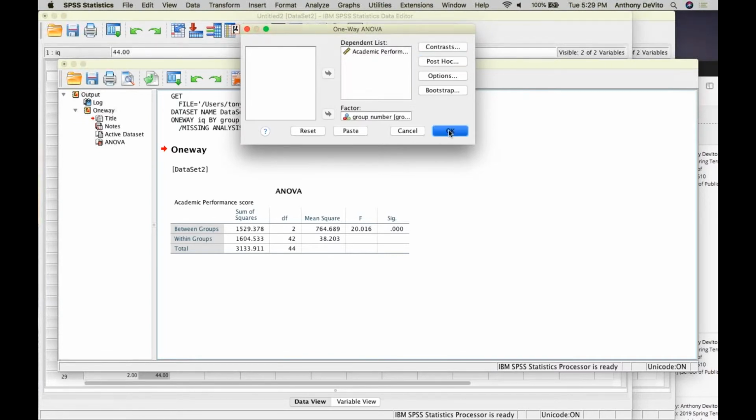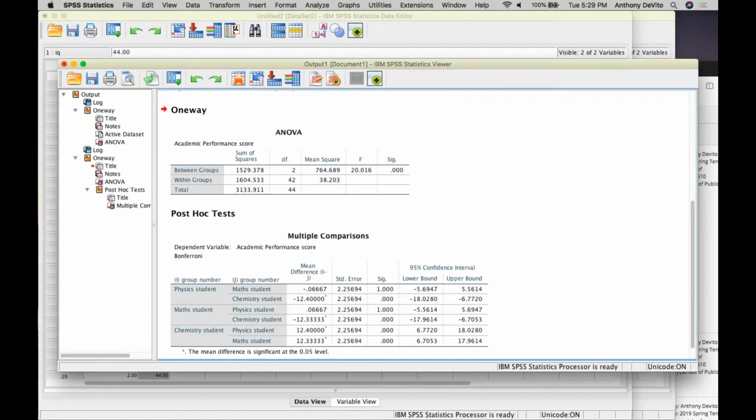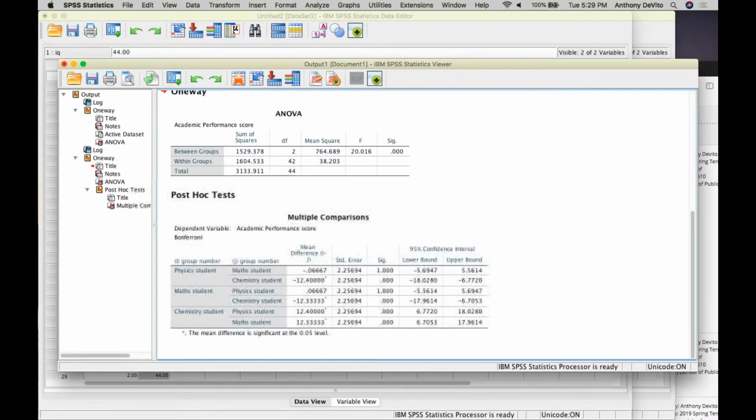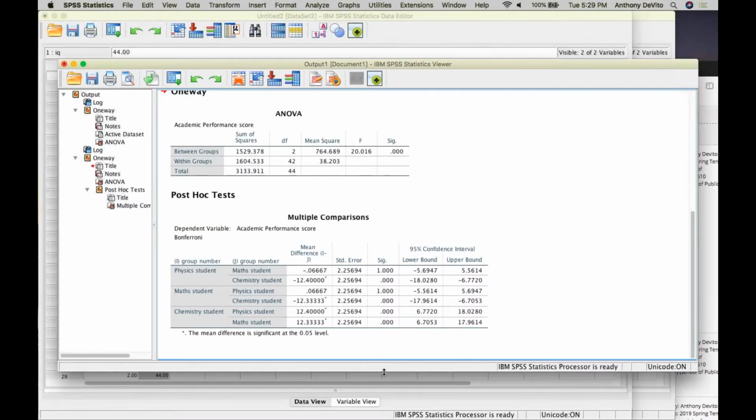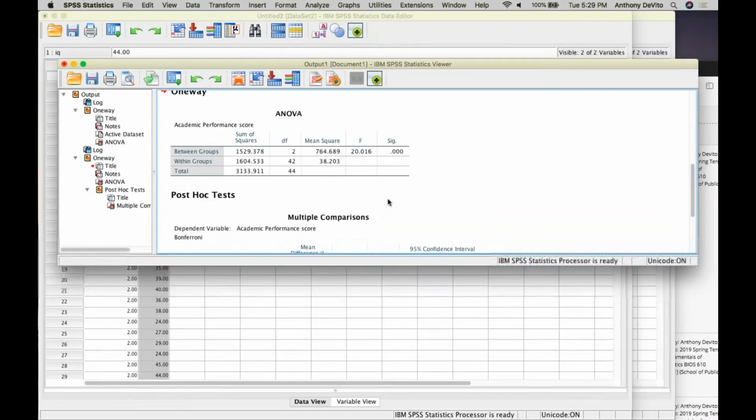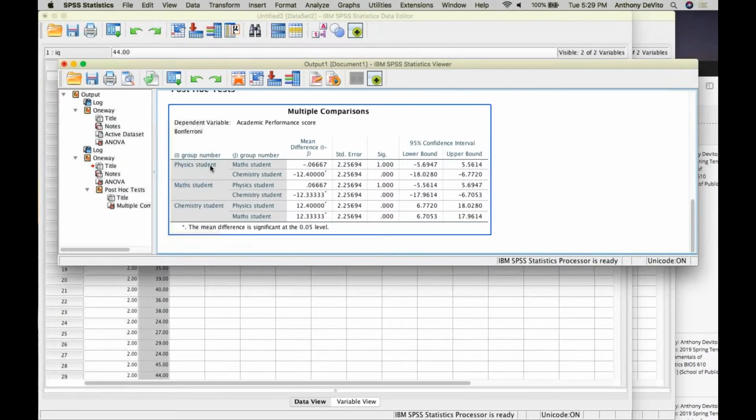So now, in addition to doing the analysis of variance again, it's now going to do another test. And in this test, it actually compares each individual pairing, right? Physics student versus math student, physics student versus chemistry students. And there we can look for the significance of individual tests. So can we say that physics students and math students are different? The mean for physics and math students are different. No, we can't, because the significance is not less than 0.05.